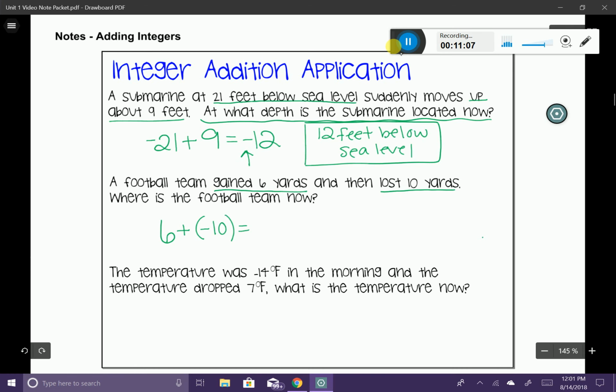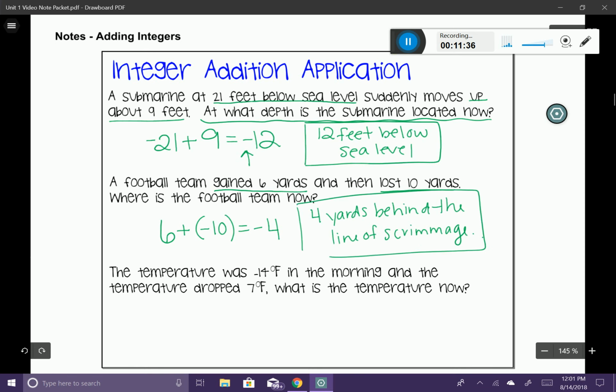So if we used our line of scrimmage or our reference point as 0 in this case, then we would say that we are 4 yards behind the line of scrimmage. So I'm going to go ahead and write that. I'm going to go ahead and put a box around my final answer.